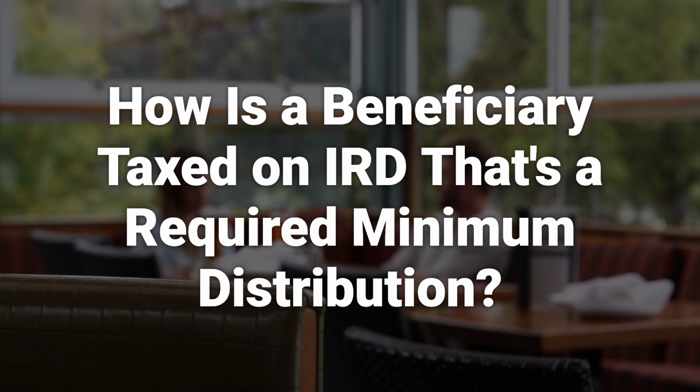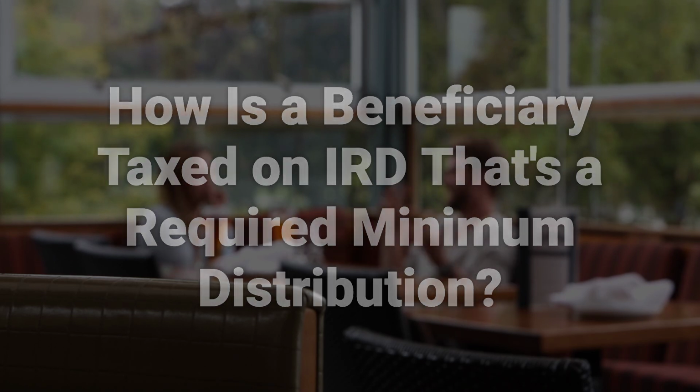For example, an RMD from a traditional IRA would have been reported by the decedent as regular income and taxed as such. The beneficiary will report the RMD in the same way and will owe tax that corresponds to their income tax bracket.